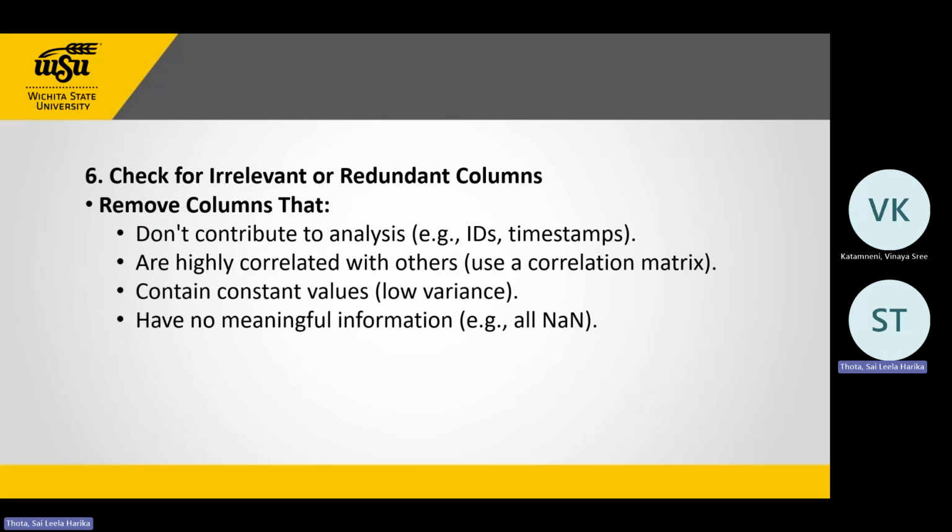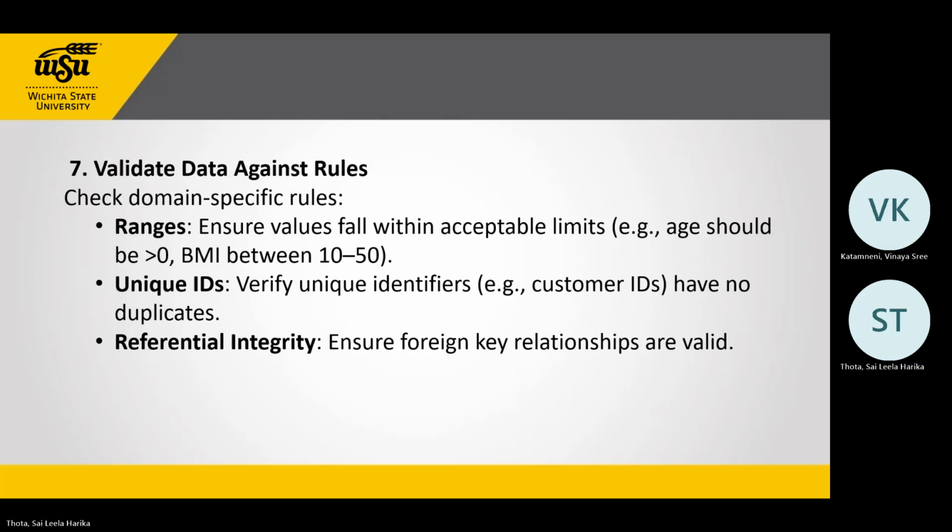And check for irrelevant and redundant data. These are the other things. Always make sure of the correlation matrix, whether you are doing it with all int data types, and check for constant values and for meaningful information. For example, if there are NaN values, you need to check what to replace them with. And this comes under data accuracy.